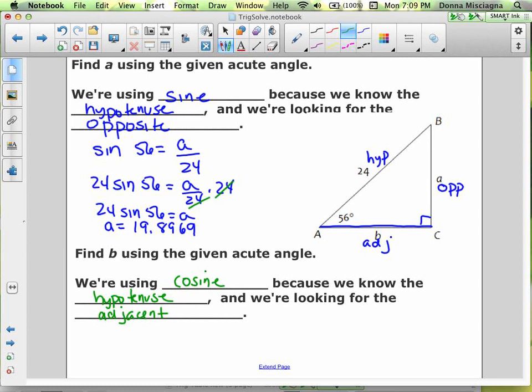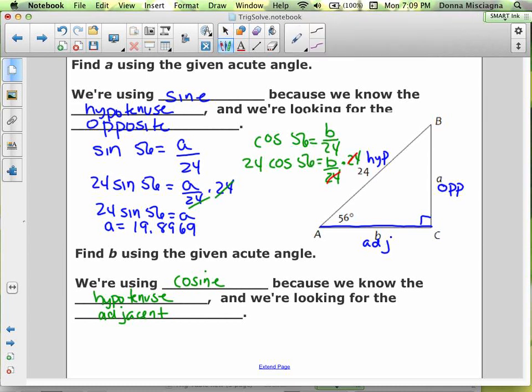All right, so now let's set up our equation to solve. I'm going to solve up here because I have a little bit of space over here. So we have cosine 56 equals B divided by 24. Again, we'll multiply both sides by 24 to isolate our variable. The 24s cancel out. So now we have 24 cosine 56 equals B. Let's plug that into a calculator and get that measurement.